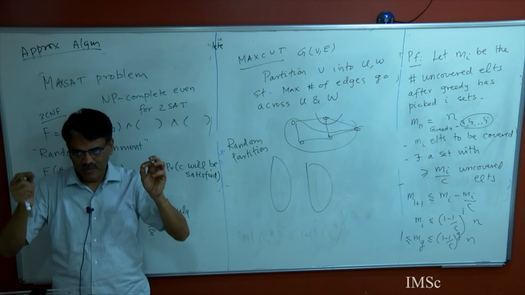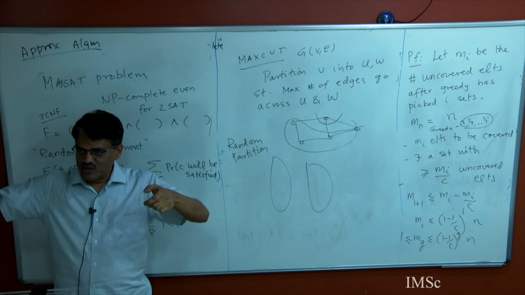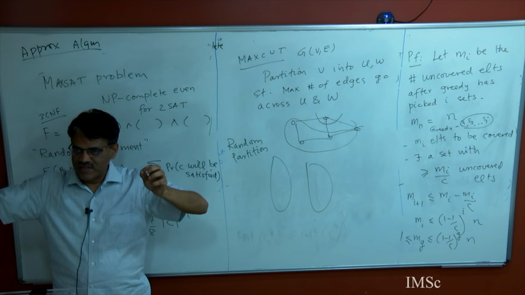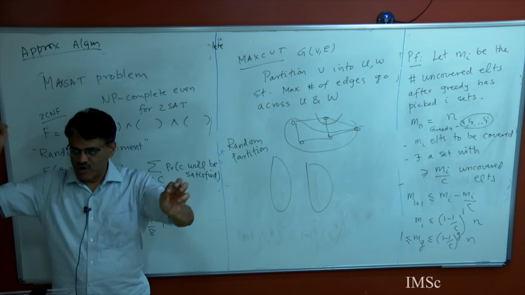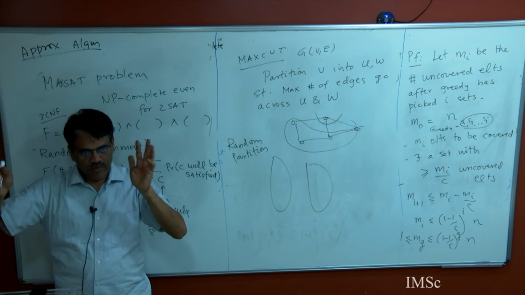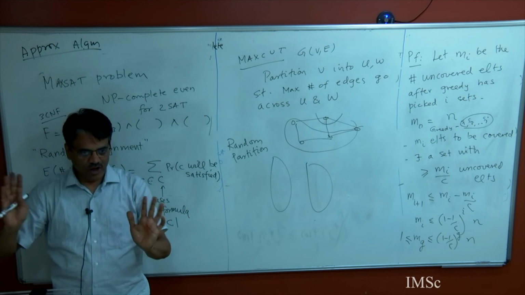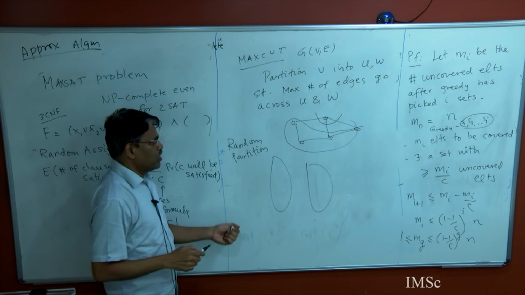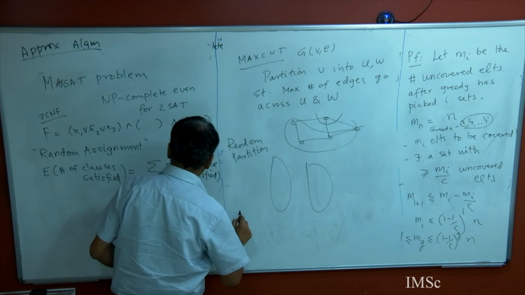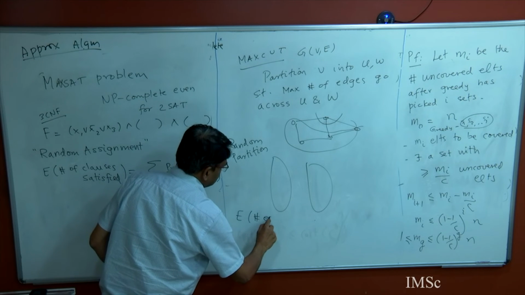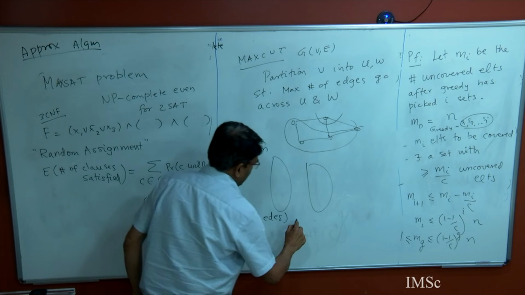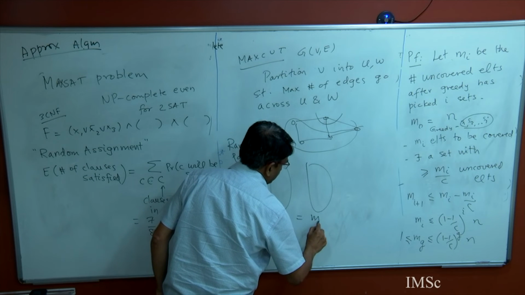So, what is the probability that when you toss coins on the endpoints of these vertices, you get different values, 1 0 or 0 1, both of them? So, 1 by 4, half into half plus half into half. So, half. So the expected number of edges is very similar to before, it is m over 2.